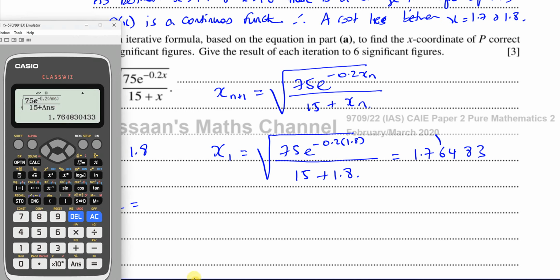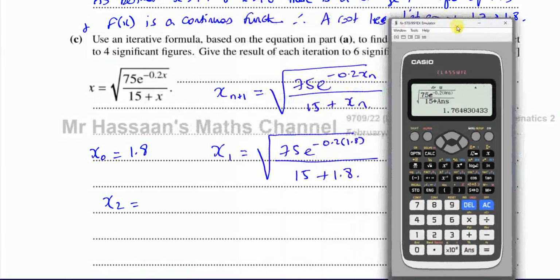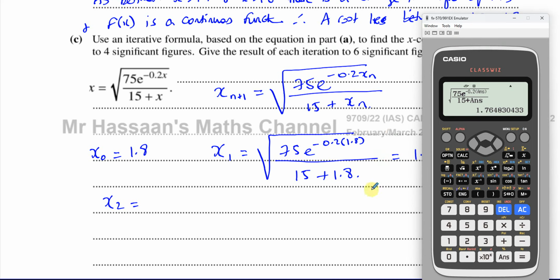Now to find x2, I simply take this value and put it back into there. The good thing about what I've done is, because I used this answer feature, I can just press equals and it's going to give me x2. It's just going to put that answer back into here, where it says answer. That is exactly what I have to do for iteration. So when I press equals again, it should give me something which is a bit closer.